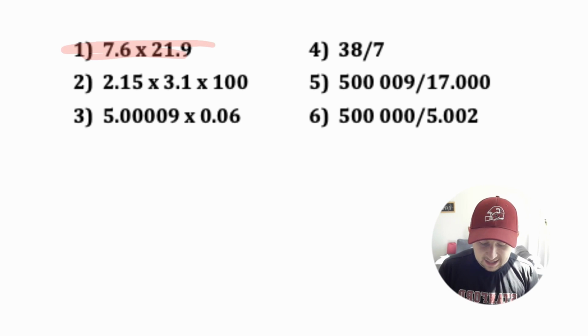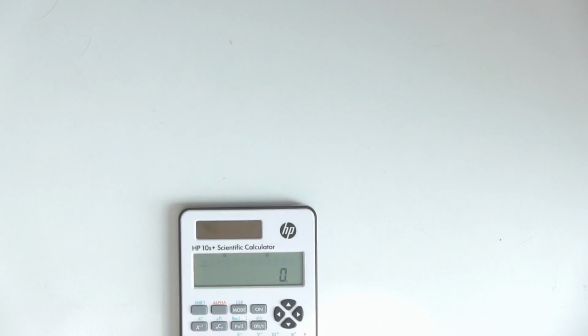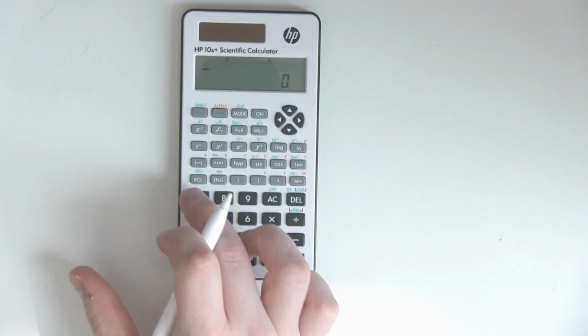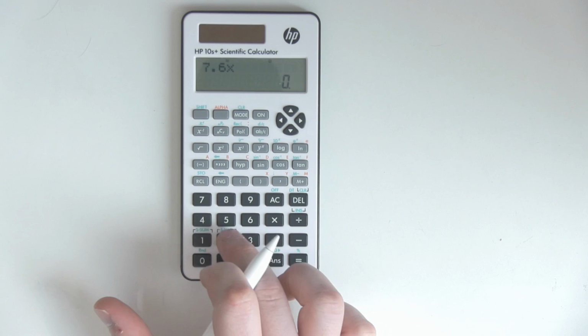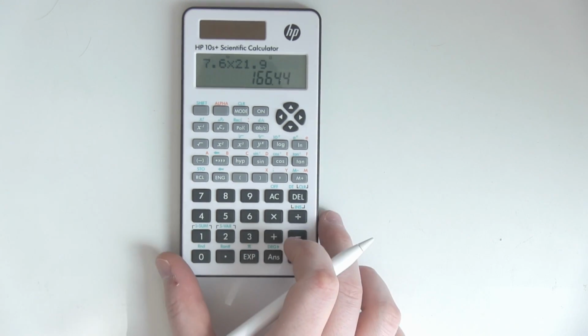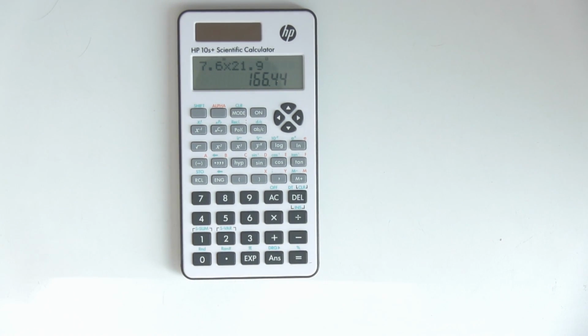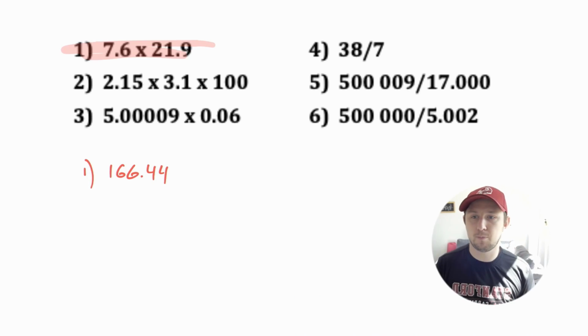All right, so we've got 7.6 times 21.9. So let's punch that into our calculator really quick. So 7.6 times 21.9, that gives us 166.44. I'm just going to put this down here, 166.44. There we go.